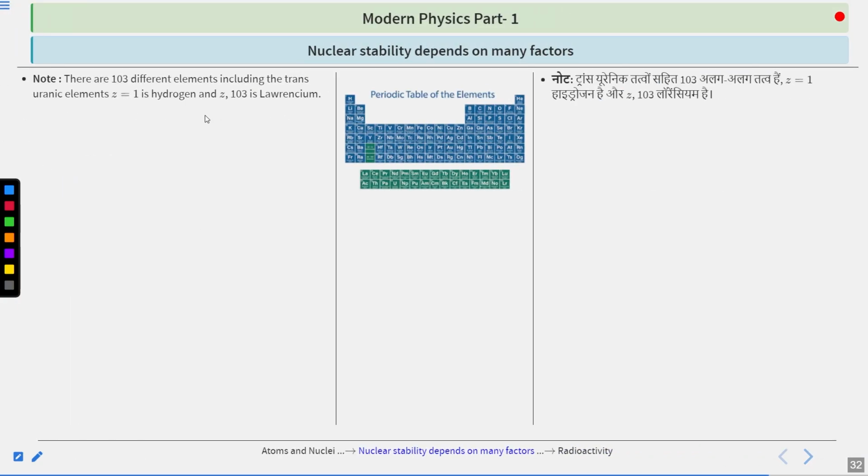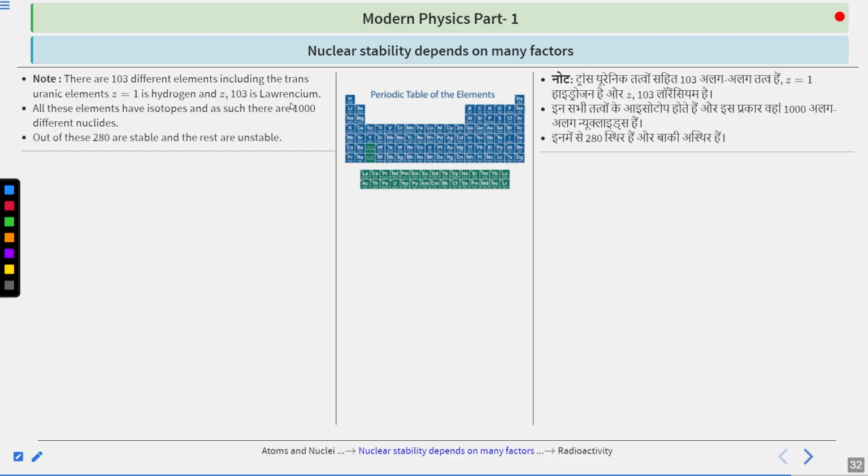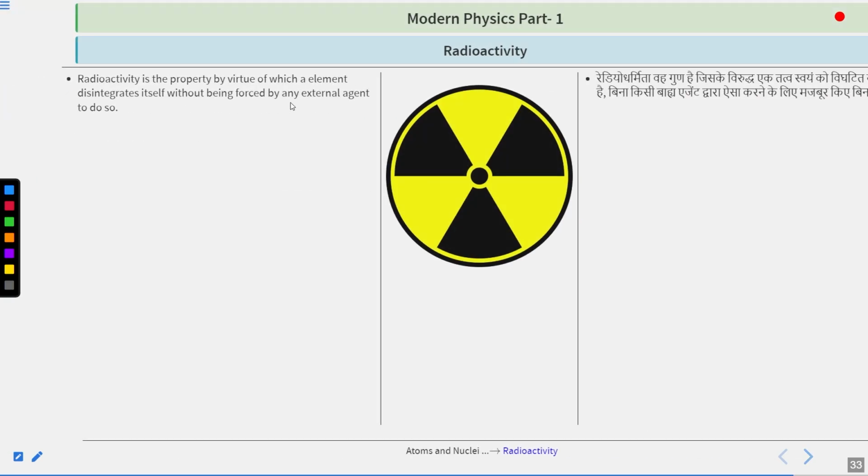Note that there are 103 different elements, including the transuranic elements. Z equals 1 is hydrogen and the 103rd is lawrencium. All these elements have isotopes, and as such there are about 1000 different nuclides. Out of these, 280 are stable and the rest are unstable.